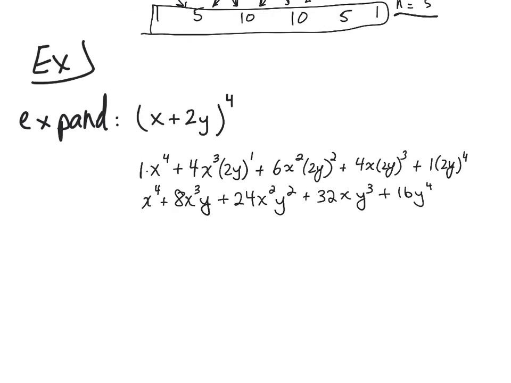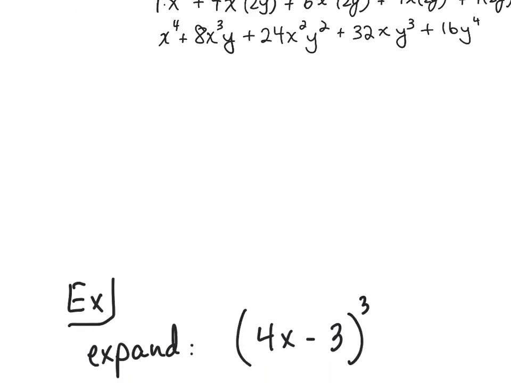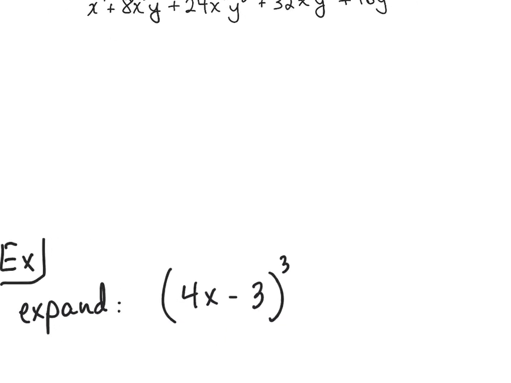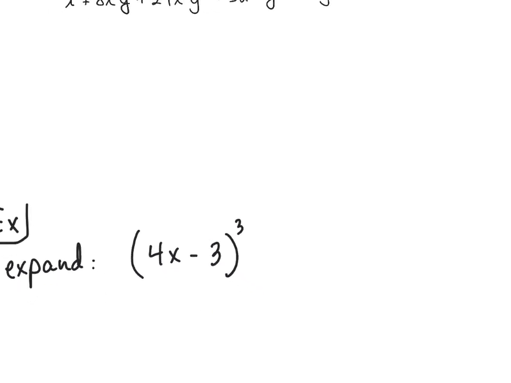Let's take a look at another example here. And now we have two terms that are subtracting. Doesn't make it any more difficult. You just need to pay closer attention to your minus signs and your plus signs with this one. So it's being raised to the third power. So we would need 4 rows of Pascal's triangle. So these are going to be our coefficients, 1, 3, 3, 1.